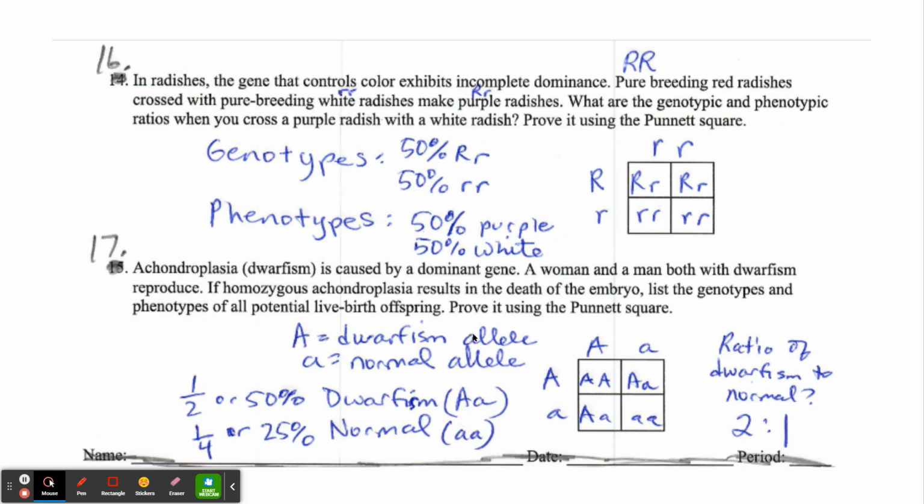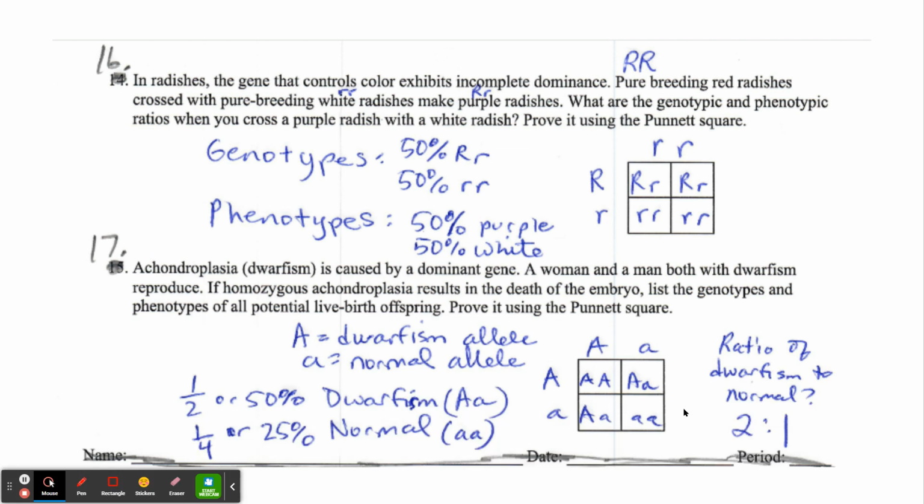Okay, capital A will be the dwarfism allele, and little a will be the normal allele. This is a dominant genetic disorder. So we'll cross those both, and we get half, or 50%, will be dwarfism, and a quarter, or 25%, will be normal. And the ratio of dwarfism to normal is 2 to 1. So watch out when you have to do a ratio of phenotypes against what you're actually getting in the Punnett. Okay, so dwarfism to normal, there's just a normal 1 to 3, kind of thing like that, but really this is here.